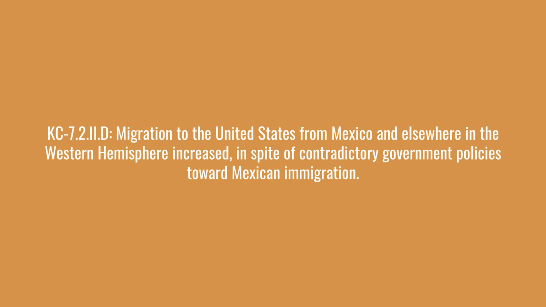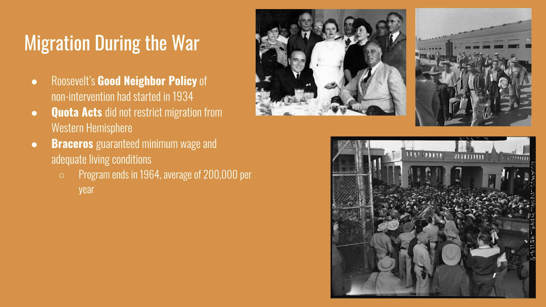The last key concept says, migration to the United States or Mexico and elsewhere in the Western Hemisphere increased, in spite of contradictory government policies towards Mexican immigration. President Roosevelt started the Good Neighbor policy in 1934. It was supposed to stress non-intervention, meaning that the U.S. government was going to stay out of Latin American issues. The U.S. would not invade them or try to bolster U.S.-friendly leaders as they had in the past.